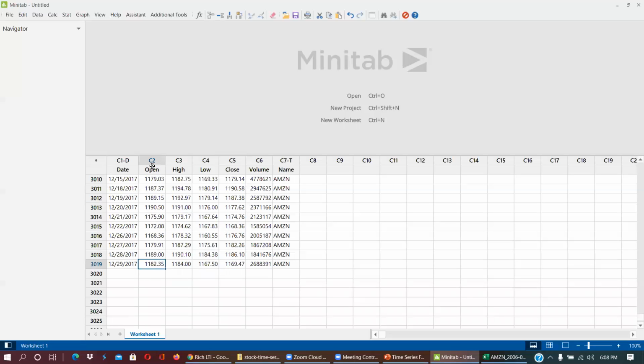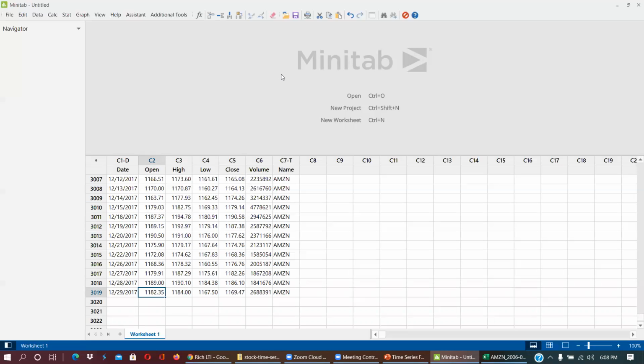I'm just going to pick any value: open, high, low. Let's say I have $10,000 to invest in Amazon.com in December 2017 for 1 year. What value am I going to get? What am I going to get as my return on investment?